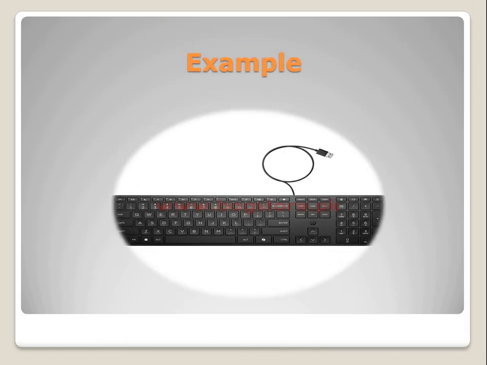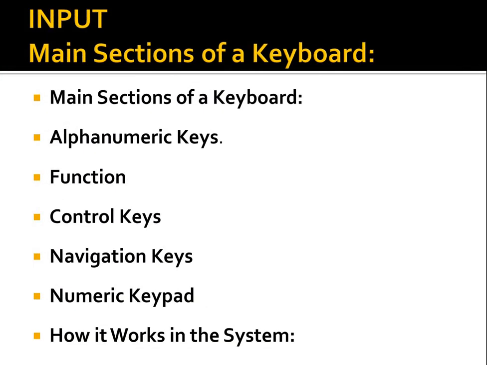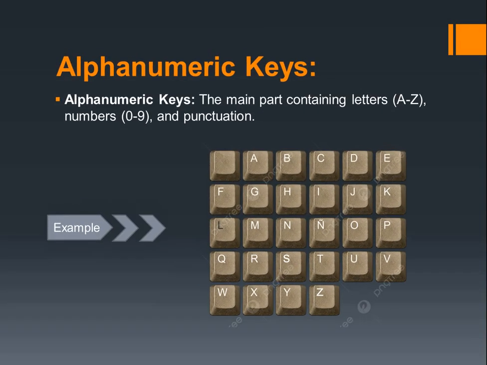Example: image. Input. Main sections of a keyboard. Alphanumeric keys. Function keys. Control keys. Navigation keys. Numeric keypad. How it works in the system. Alphanumeric keys, the main part containing letters, A to Z, numbers, 0 to 9, and punctuation.